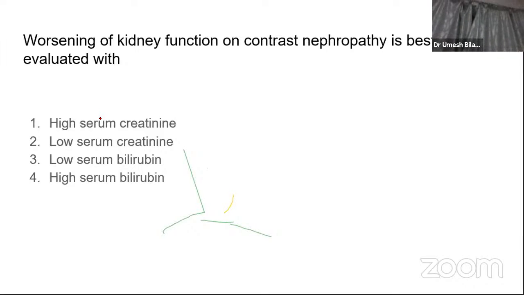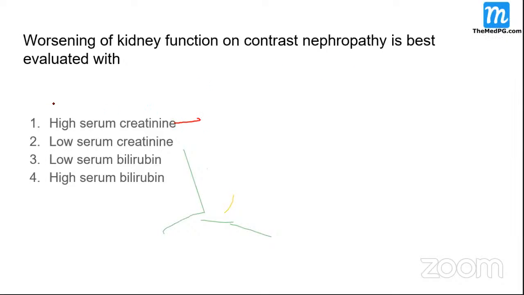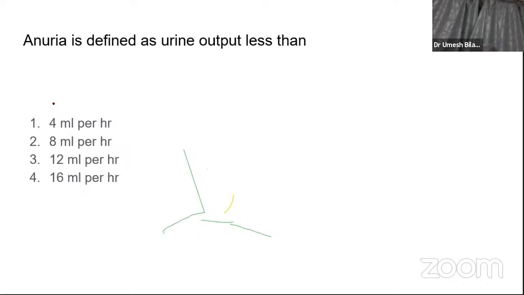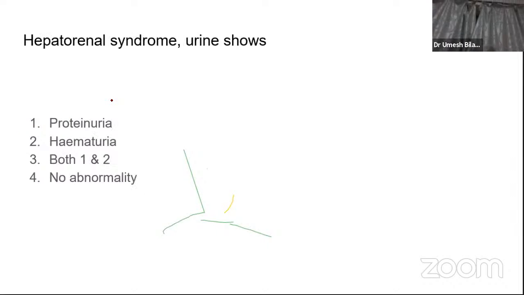So which one among the two? The very best is the creatinine level, high serum creatinine. Yeah, the creatinine is very simple, and this is a simple question. Anuria is defined as urine output of less than, the answer given is 4 ml.